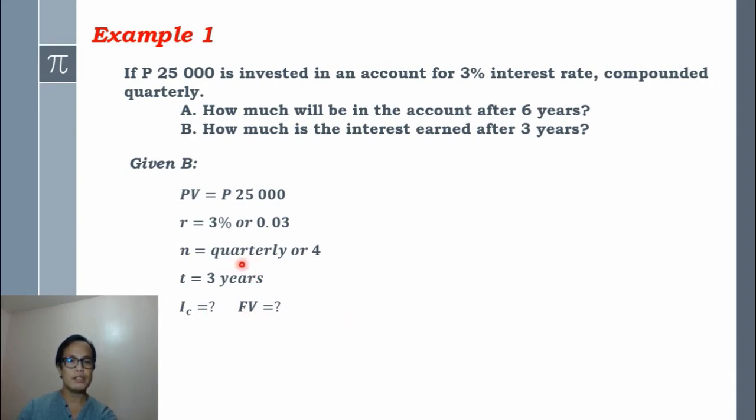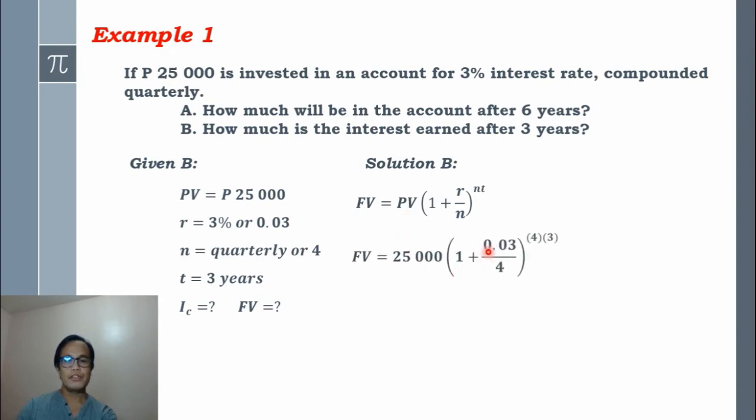Okay, so solve first for the future value. The same, this is quarterly, so multiple compounding periods. That means we will be using the same formula. So we have 25,000, then 1 plus 0.03 for the rate, over n, which is 4. Then this time our t is 3 years, so we have 3. Then we divide, so that gives us 0.0075, then 4 times 3 is 12. Then 1 plus 0.0075 would give us 1.0075. Then we raise this number to 12.